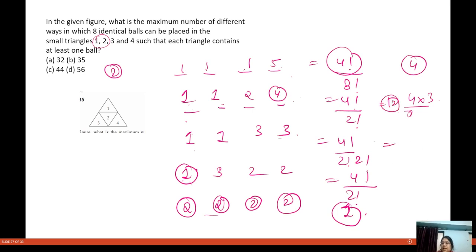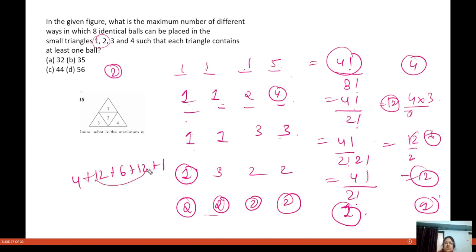Okay, this will be 12 divided by 2, that is 6 only, and this will be 12 again, and this will be 1 only. So how much is there? 4 plus 12 plus 6 plus 12 plus 1. So this is 24, this is 10, so this becomes 34, and you get 35 ways. Okay, 35 ways of doing this thing.